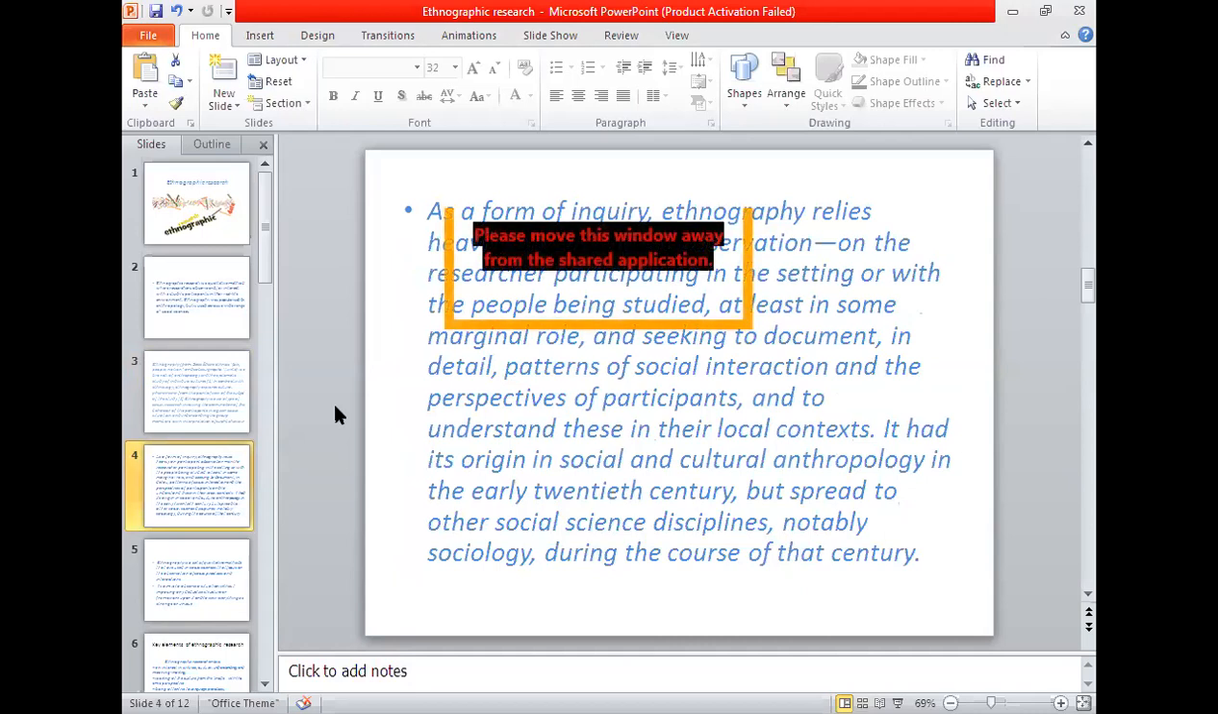On subjective interpretation, on the researcher's participation in the setting or with the people being studied, at least in some marginal role, and seeking to document in detail patterns of social interaction and the perspectives of the participants, and to understand these in their local context.